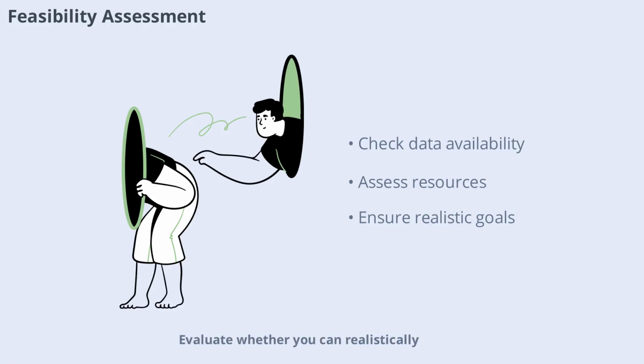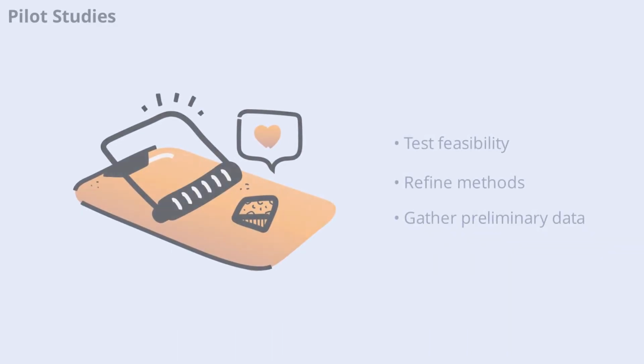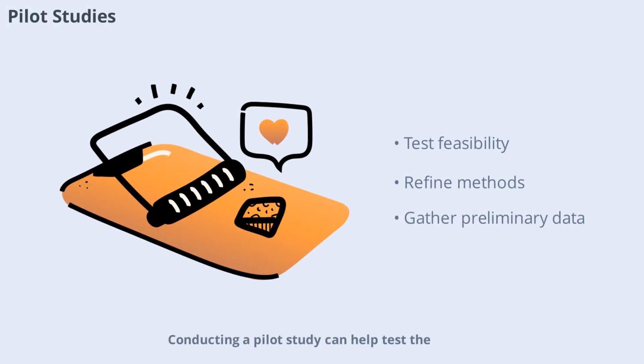Evaluate whether you can realistically answer the question within your constraints. Feasibility assessment helps prevent wasted effort and increases the likelihood of a successful study. Conducting a pilot study can help test the feasibility of your research question and study design. Pilot studies allow you to identify potential problems, refine your methods, and gather preliminary data. This step can save time and resources in the long run and increase the chances of a successful main study.